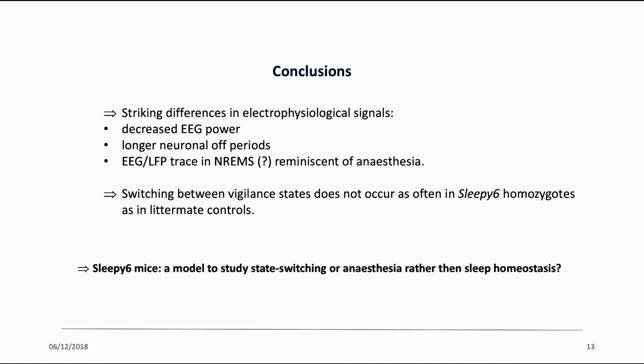So I've shown how these long bouts occur in non-REM sleep and REM sleep. I have more data that support the fact that, yes, the switching between vigilant states is not occurring as easily. And so the conclusion is these mice that we used as a model to look at sleep homeostasis regulation might actually be a better model to look at state switching or anesthesia rather than sleep homeostasis.